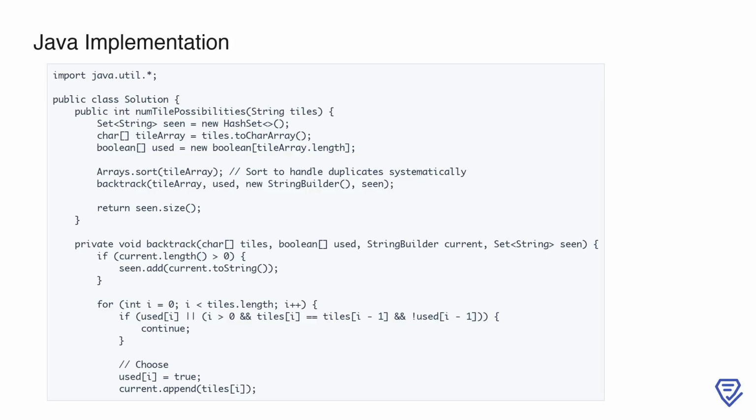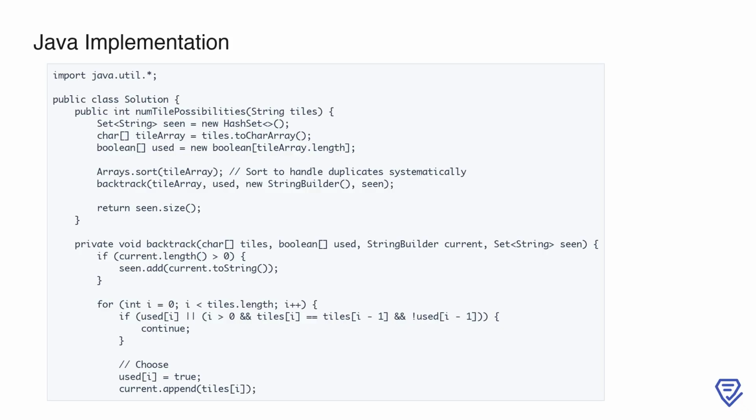Here, we begin by defining a method called numberTilePossibilities that takes a string tiles as input. The goal is to determine the number of unique sequences we can generate using the characters of this input string. To keep track of these unique sequences, we use a set of strings called scene, which ensures that all entries are distinct. Next, we convert the input string into a character array called tileArray to facilitate easier manipulation. We also create a Boolean array, used, to track which characters have already been used in the current sequence.